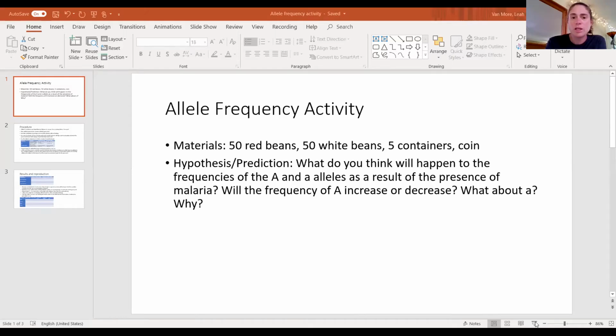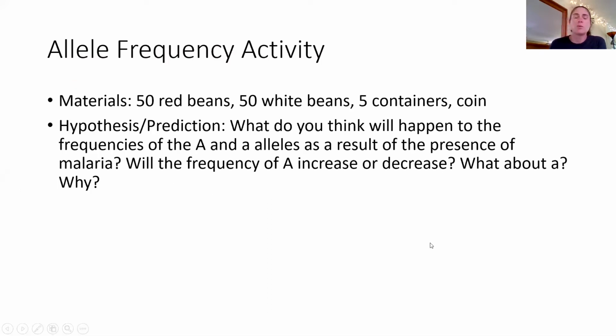Okay, so the first thing you want to do, and let me get the PowerPoint up here, is make your prediction of what you think will happen to the frequencies of the big A and little a, so dominant and recessive alleles, as a result of the presence of malaria. So we are running this model in an area where there would be malaria. Do you think the frequency of the dominant allele will increase or decrease? What about the recessive allele, and why? And once you've made your predictions, then you can jump into the activity.